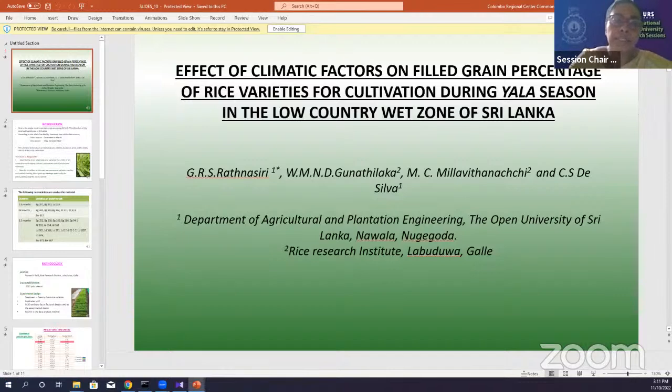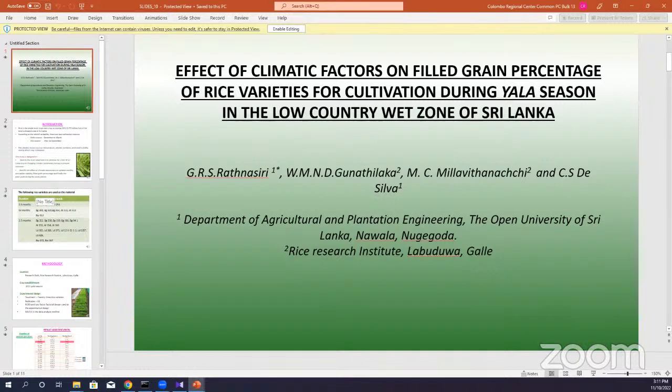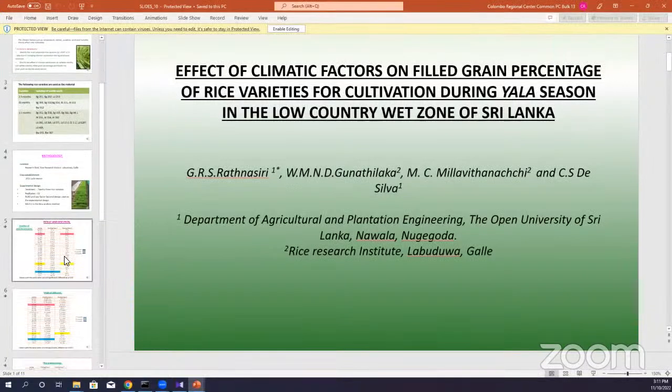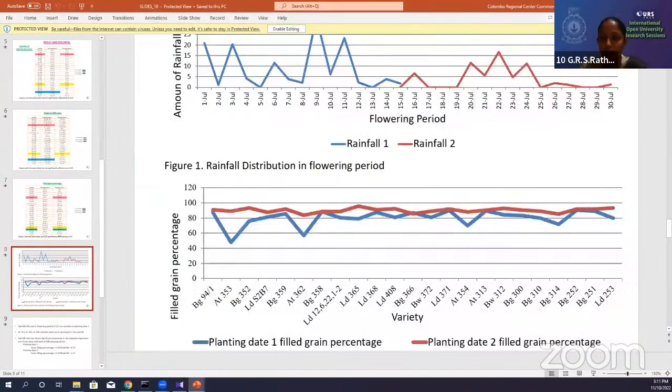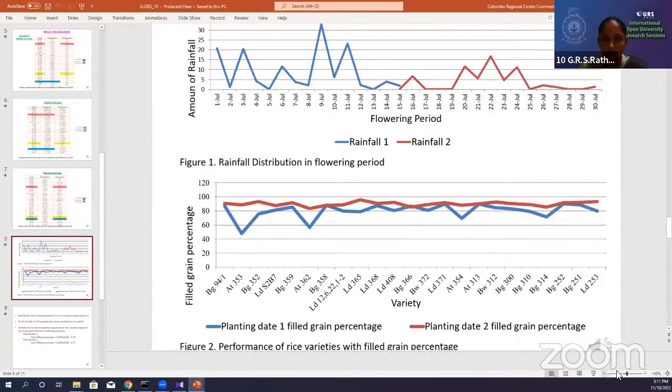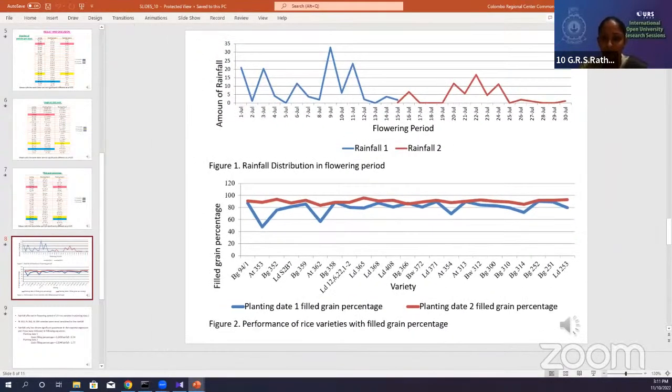So you are not highlighting here the climatic changes. All the climatic data and changes were used for the analysis part, not mentioned in this presentation. But it's shown that rainfall is effective for certain varieties. Yes. In the graph, I think you can see that one. Only the rainfall effect for the filled grain percentage of the rice varieties. Any other questions?